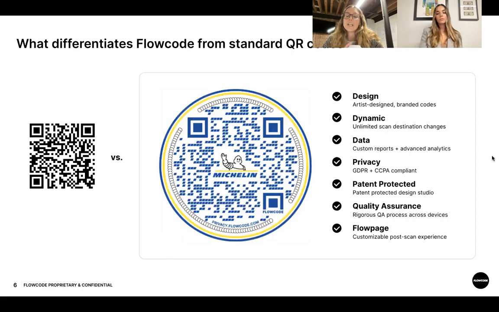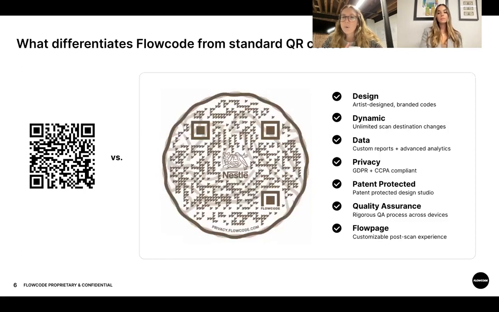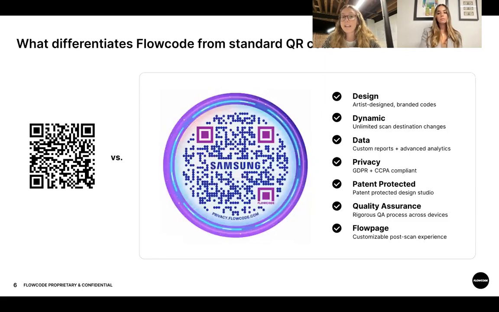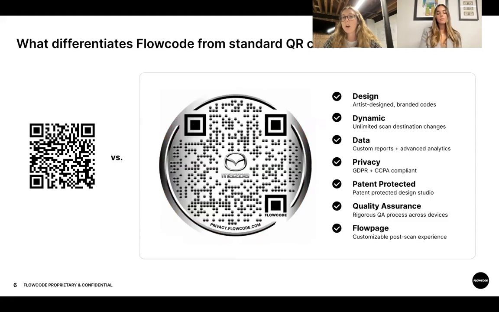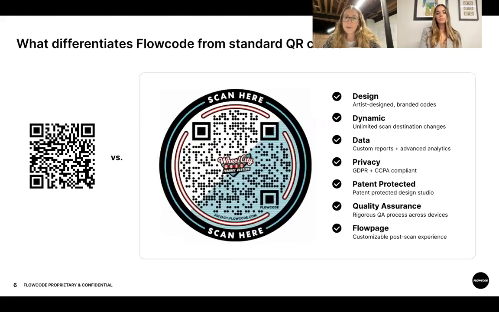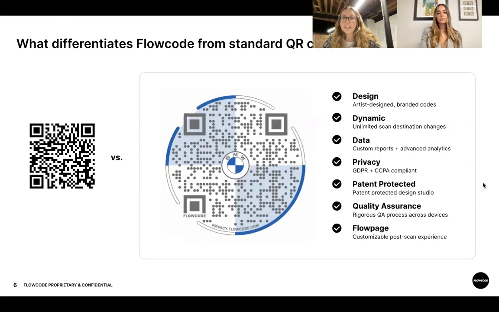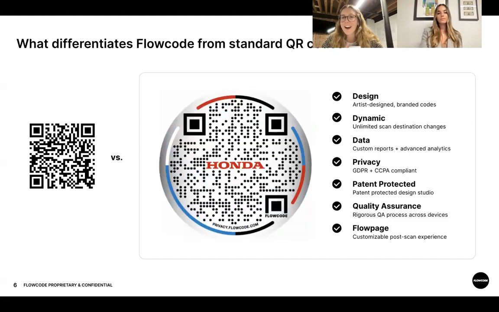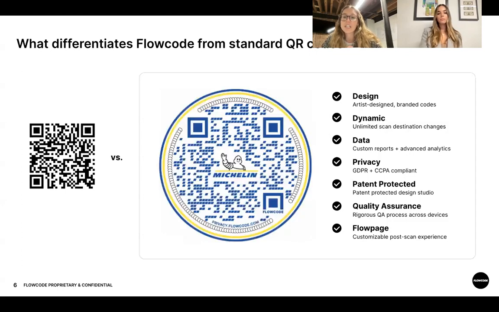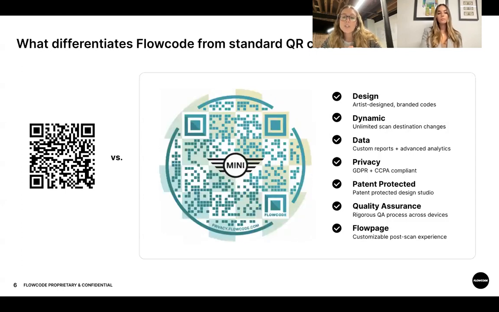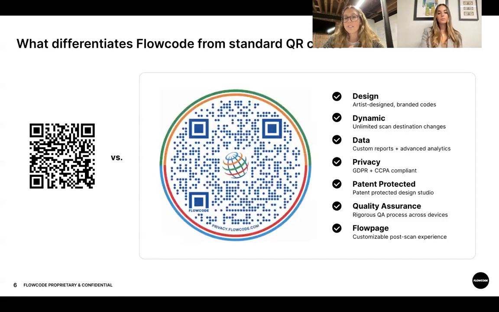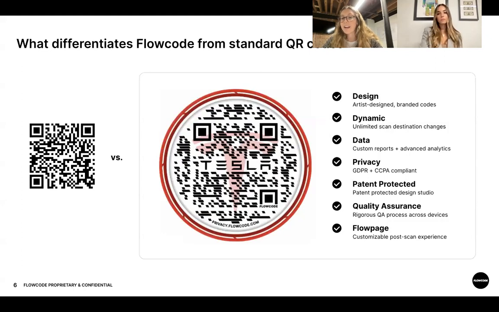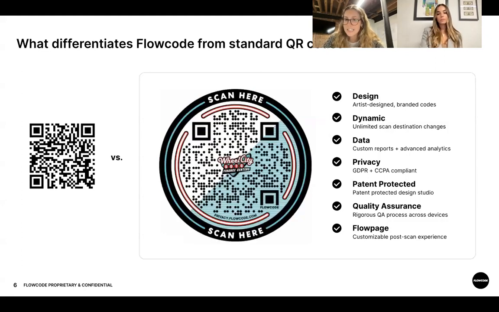Next is data. We have advanced analytics with our Pro and Pro Plus plans, but with Free, you're able to see scans by date. So you can see how many people are engaging with your codes and with your pages. We are one of the leading QR code generators in the industry with GDPR and CCPA compliance. So we don't collect any personally identifiable information at the point of scan, so your customers can rest assured knowing that their data isn't being taken involuntarily.